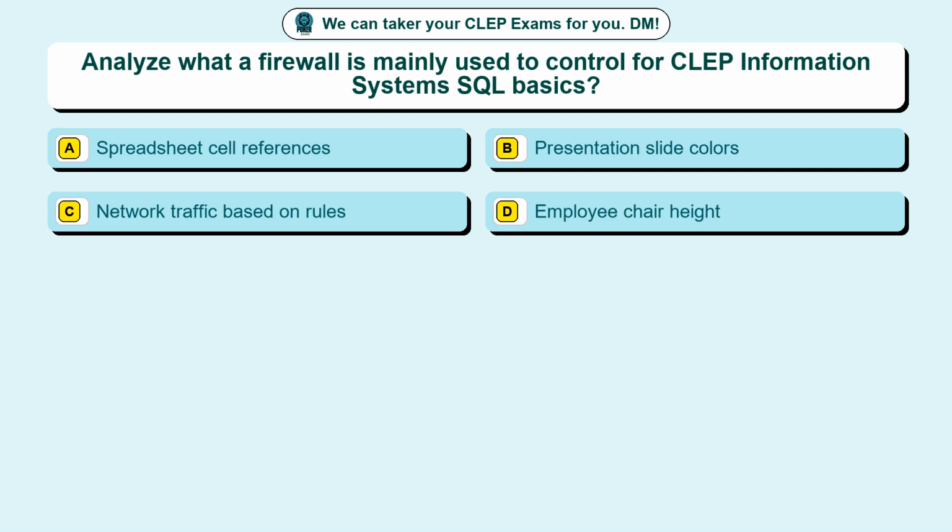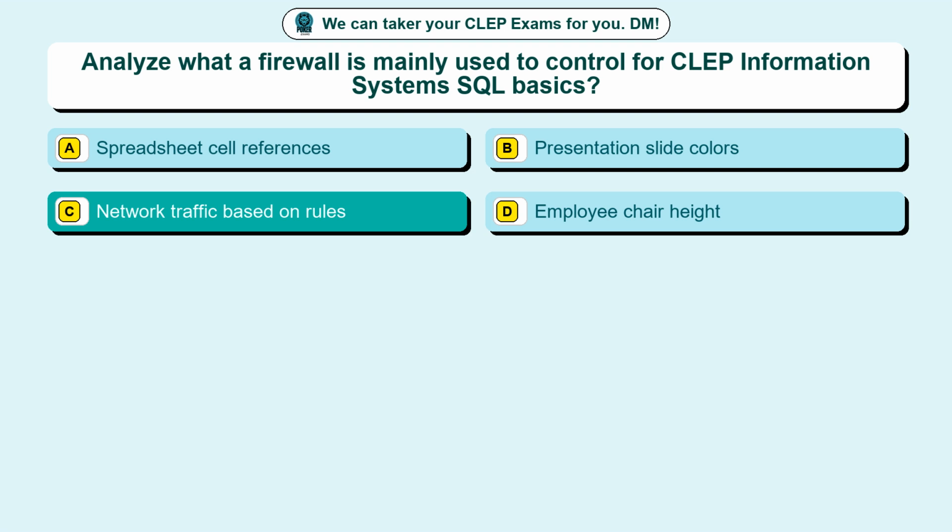Question 48. Analyze what a firewall is mainly used to control for CLEP Information Systems SQL Basics. Option A. Spreadsheet cell references. Option B. Presentation slide colors. Option C. Network traffic based on rules. Option D. Employee chair height. The correct answer is option C. Network traffic based on rules.